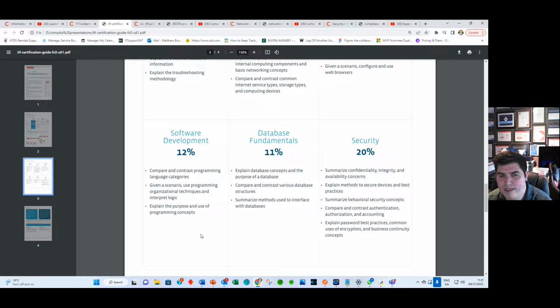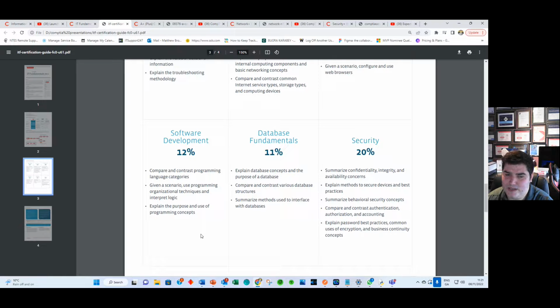So if we move on to the database fundamentals, which is 11%, you're going to have to just explain basic database concepts. What that means is you're going to have to understand how data is formed, the likes of the OSI model for networking, how data is transmitted. You're also going to have to compare and contrast the various database structures, and you're probably going to have to summarize methods used to interface with databases. So, your ODBC connections, your SQL Studio, your Visual Basic, all that kind of stuff.